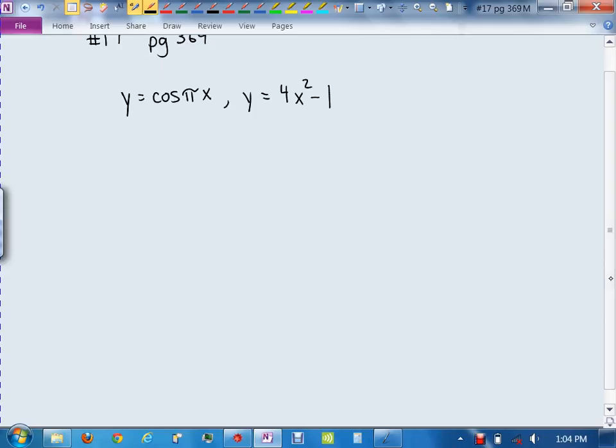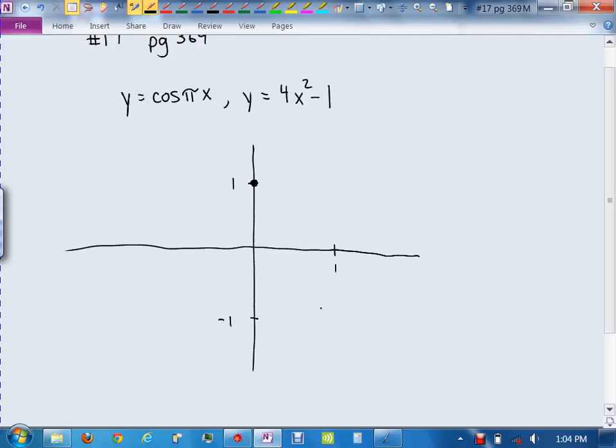So cosine pi x. Any ideas? What does the pi in front of the x do? Changes the period, yeah, the period. So like if I plug in 0, I get cosine of 0, don't I? Which is 1. Cosine of 0 is 1. But if I plug in 1 for x, I get pi. Cosine of pi is negative 1. Good. So at 1, I'd be at negative 1 down here.